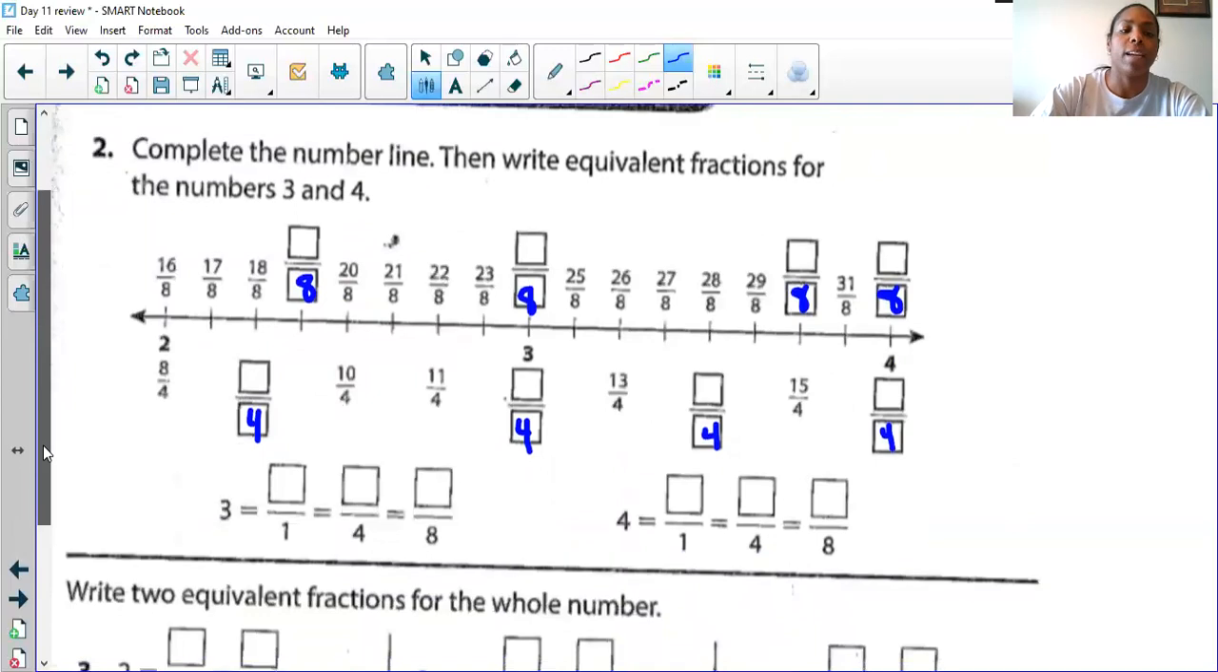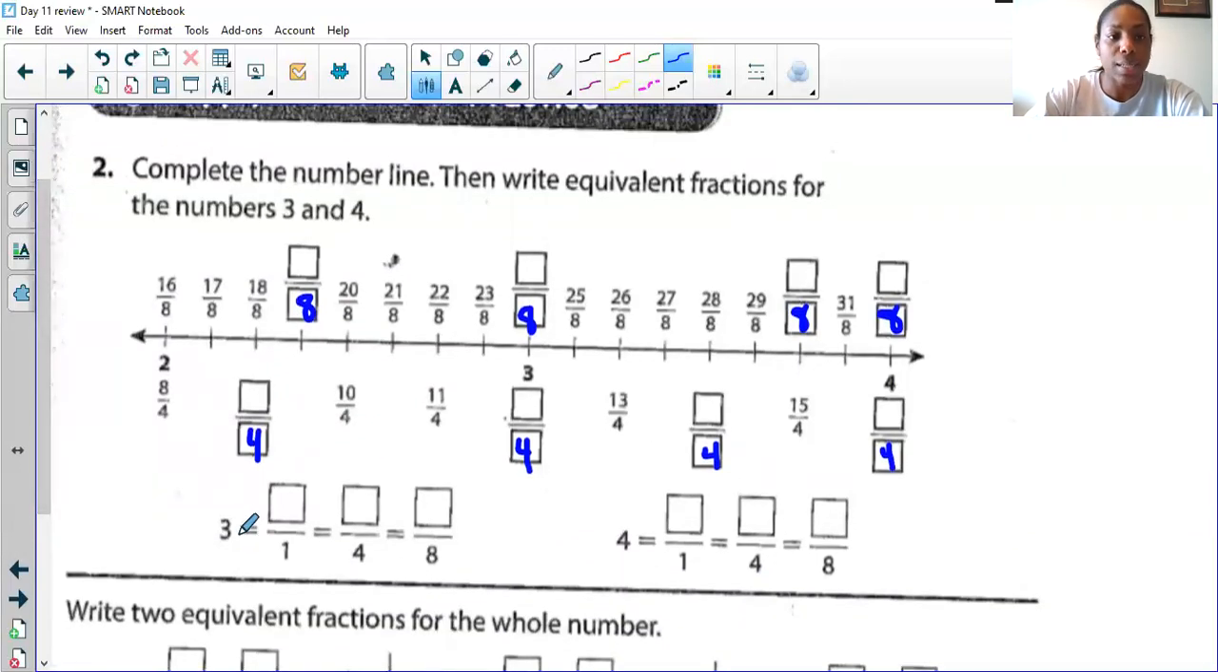All right, now let's take a look at this. It says 3 is equal to, so of course, we'll start with our 3 over 1. Then we look at our fourths, and what's that number supposed to be? 12. Very good. And then we come to our eighths in that same area, because remember, we're trying to make it equal to 3. So in that same area, we look up here, and that is 24.